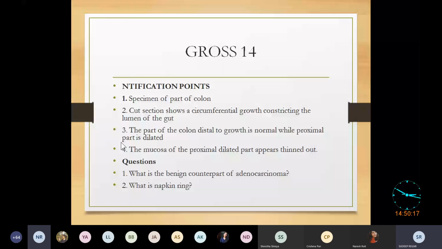Mucosa of the proximal part? Due to stretching, due to the accumulation of the feces. Okay, very good. There is a constriction, so the feces can't pass through that constriction to the distal part. So in the proximal part there will be dilatation, and because of this dilatation and the stretch, there will be thinning out of the mucosa of the proximal part. So you should be very clear with this: the proximal type of colon carcinoma and the distal type of colon carcinoma.